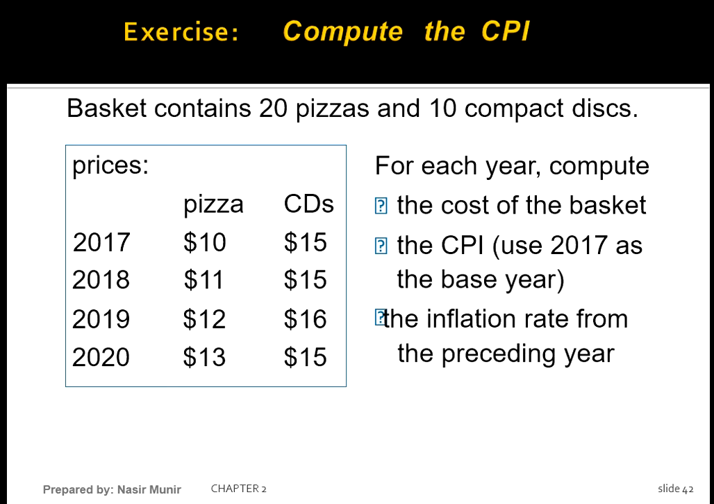So now in this table we have 4 years, and against these 4 years we have the prices of both commodities, and we have the quantities of both commodities. In year 2017 there are 10 pizzas produced and 15 CDs produced. Similarly, in 2018, 11 pizzas and 15 CDs are produced, and in 2019, 12 pizzas and 16 CDs are produced, and it goes on similarly, with 13 and 15 for year 2020.